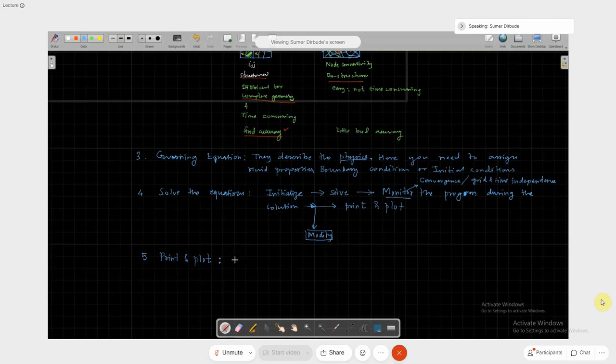Print and plot. So how do we print? We print in terms of X and Y plots. Many of you have seen X and Y plots, the variation of a dependent variable in terms of an independent variable. Those functional relationships in terms of a graph, you have seen as XY plots. Now there is another category which is called contours. What do you mean by contours?